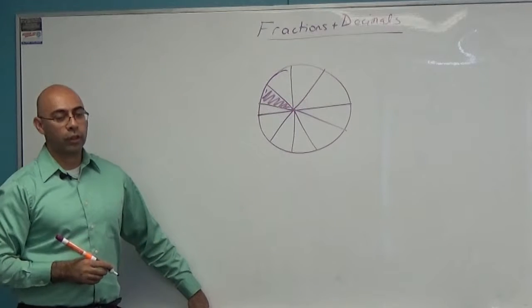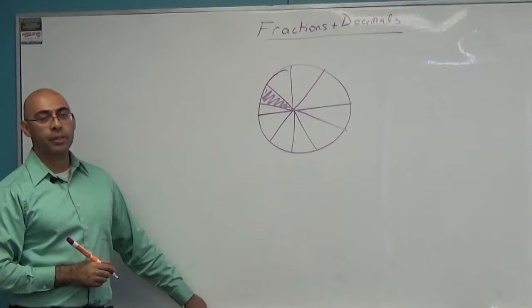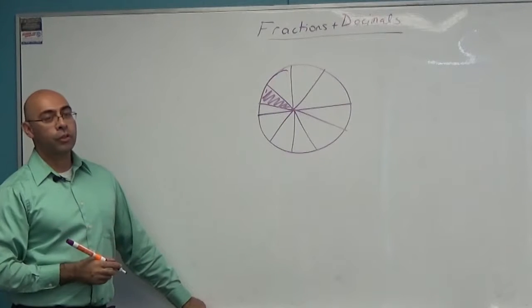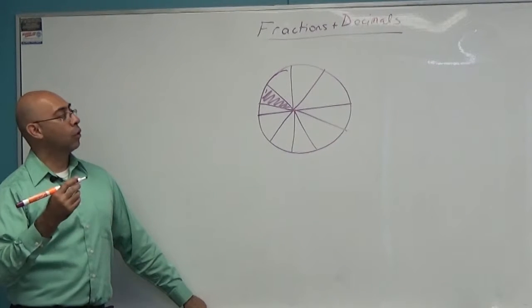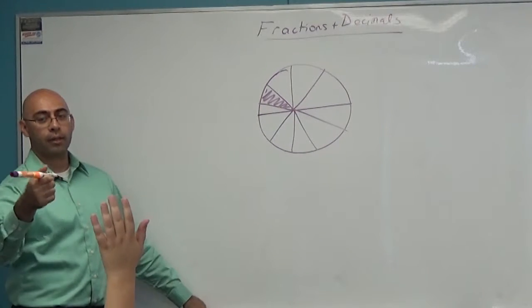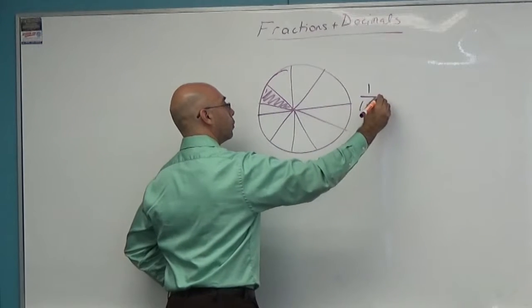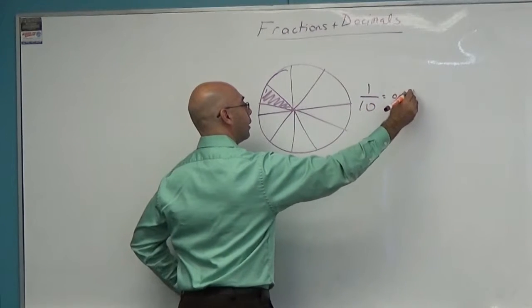So they give you this picture, and let's just assume that it's cut up into equal pieces. If I were to ask you to write this as a fraction, what fraction of this pie is shaded in? Yes. 1 out of 10, which we call 1/10.